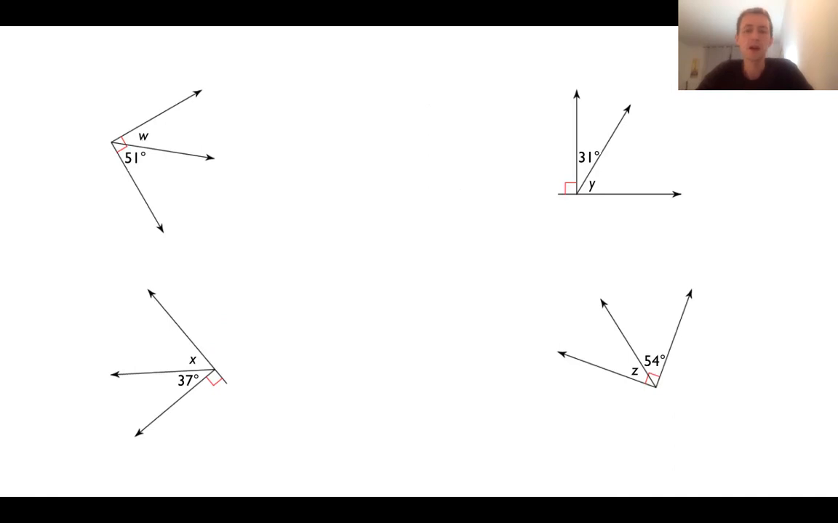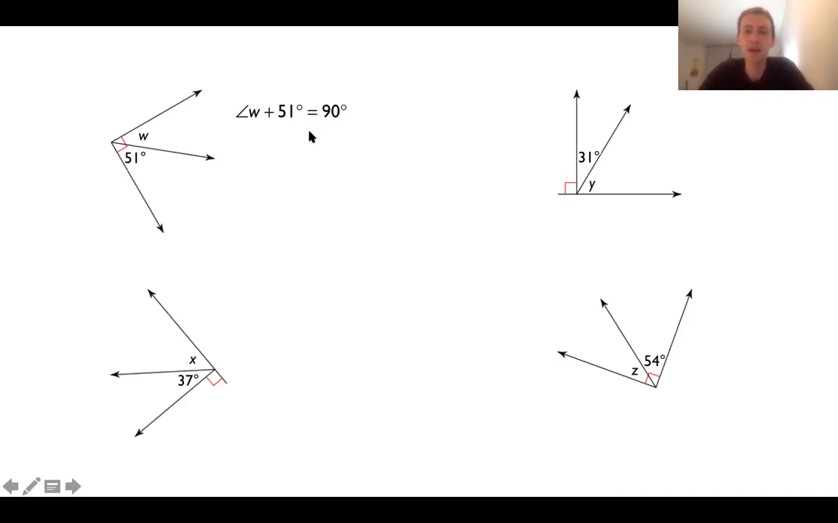Here's a couple of examples that you could have faced in an assignment or on a test. The nice thing is I've given you an angle here and you can automatically figure out the other one. I've got a whole bunch of right angles here. If I look at this one, I've got a right angle and this part of it is 51 degrees. So what must be the value of angle W? Well, it's going to be 51 plus whatever gets me to 90. That'll be the value of W.